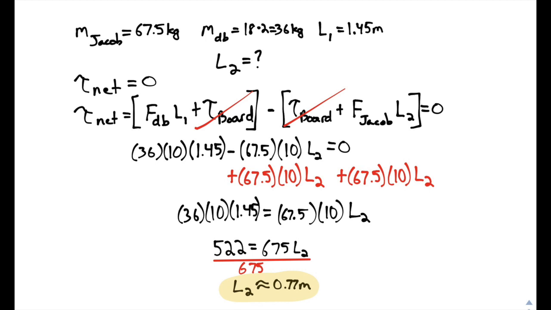We know that the net torque must equal 0 and that the torques of the board on each side are equal. We can cancel out both of these torques, then set up the equation as the weight of the dumbbells times their lever arm length equal to the weight of myself times my lever arm length. As seen, we can simply solve for L2, which is about 0.77 meters.